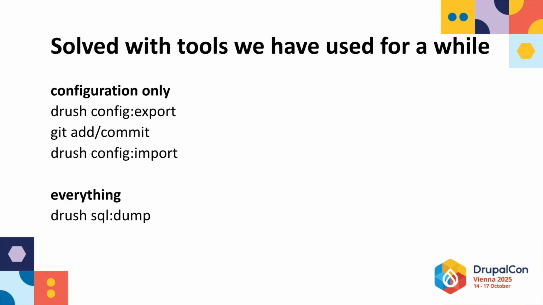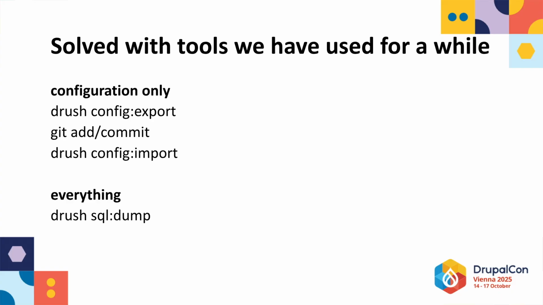So why am I talking to you about this? We've solved this ages ago. The tools are exactly the same as they were back in the days. You do configuration export, you add it to Git, you commit it, and if you want to go back, you revert to that commit and you import the configuration again. And it's just as it was before. And if that's not enough, you do a database dump and you restore the database dump.